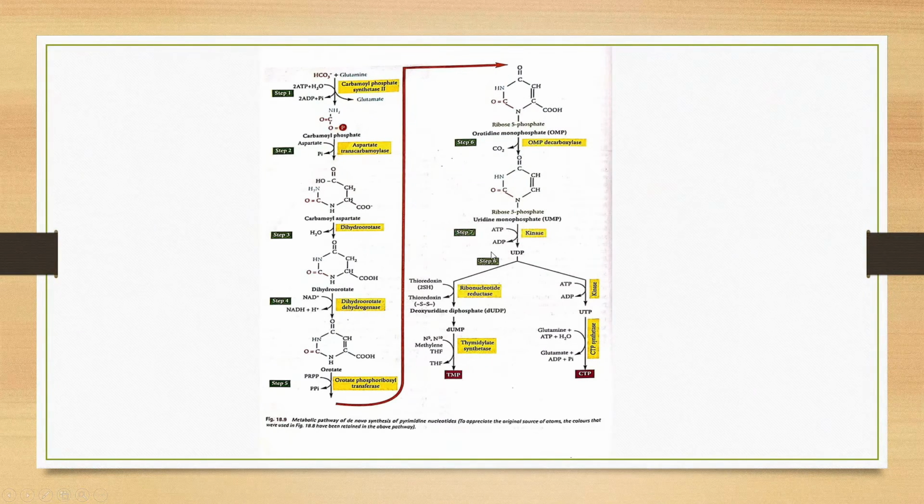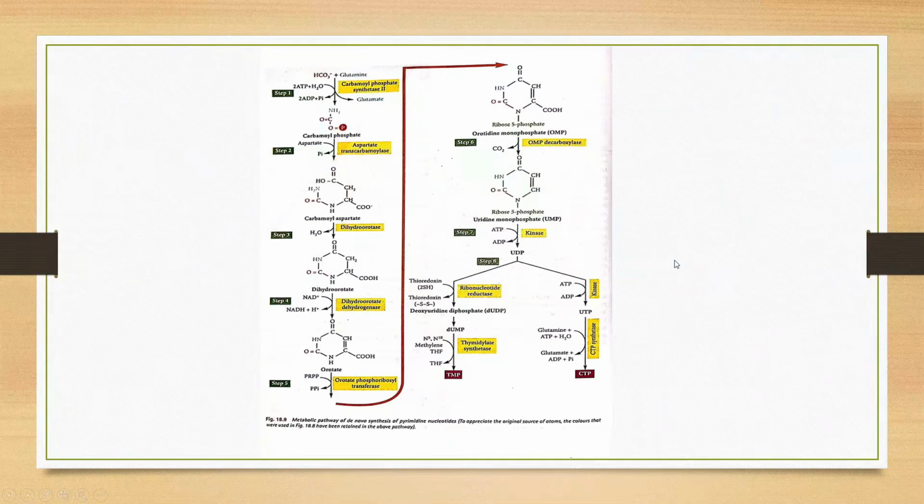Now UDP serves as the precursor of all other pyrimidine nucleotides like UTP, CTP, dUDP, TMP and dUMP. So from UDP you will get dUMP, TMP, CTP and UTP. This comes from ribonucleotide reductase giving dUDP, then thymidylate synthetase giving TMP, and from kinase you will get UTP, and CTP synthetase you will get CTP.